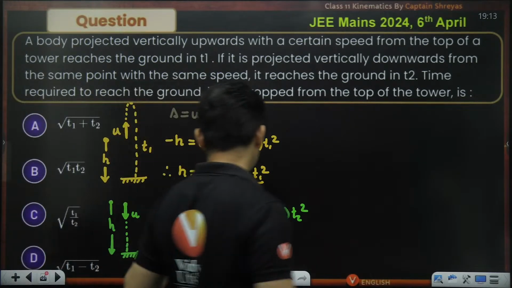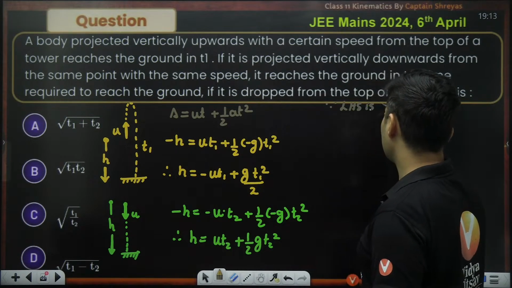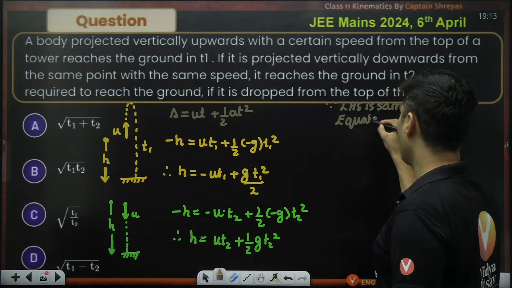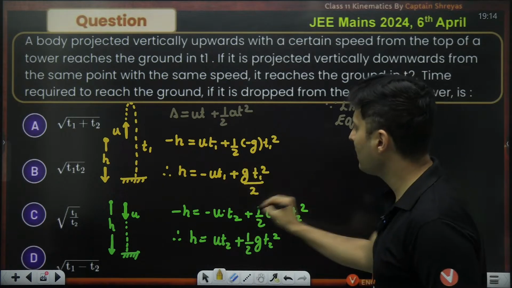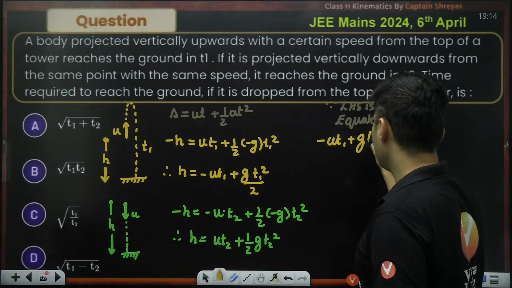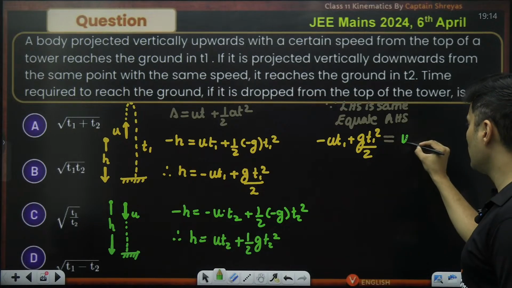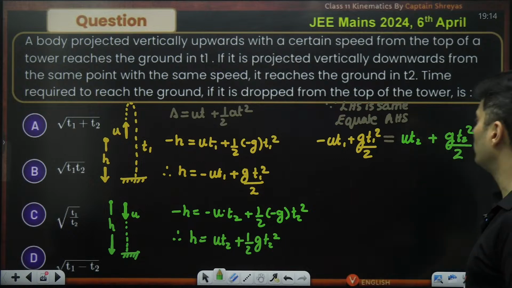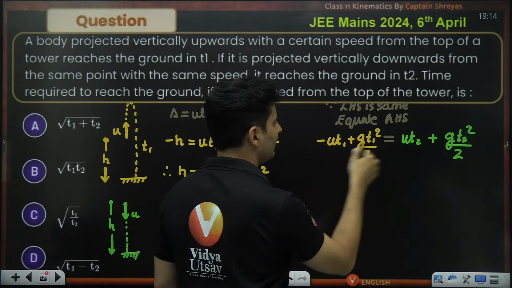First of all, I feel LHS is equal. So since LHS is same, let's equate the right hand side. The right hand side over here is negative u t1 plus g t1 square by 2, and over here the right hand side is u times t2 plus g t2 square by 2. Okay, let's see what we can get. Let's shift this over here.